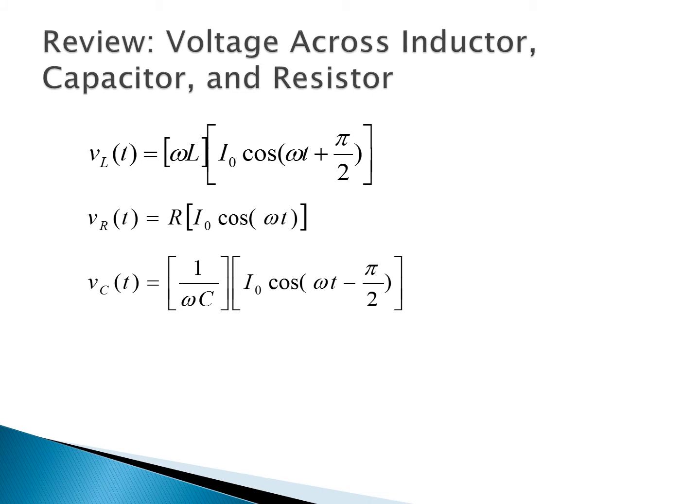So just a quick review. Last class we discussed equations for voltage across an inductor, capacitor, and resistor. These are equations that are time-based, and we learned that the voltage at any given time across an inductor leads the voltage across the resistor by 90 degrees, and the voltage across the capacitor lags behind the voltage across the resistor at any given time. And another important note is that the voltage across the resistor is in phase with the current flowing through it, which is the current that the source is outputting.